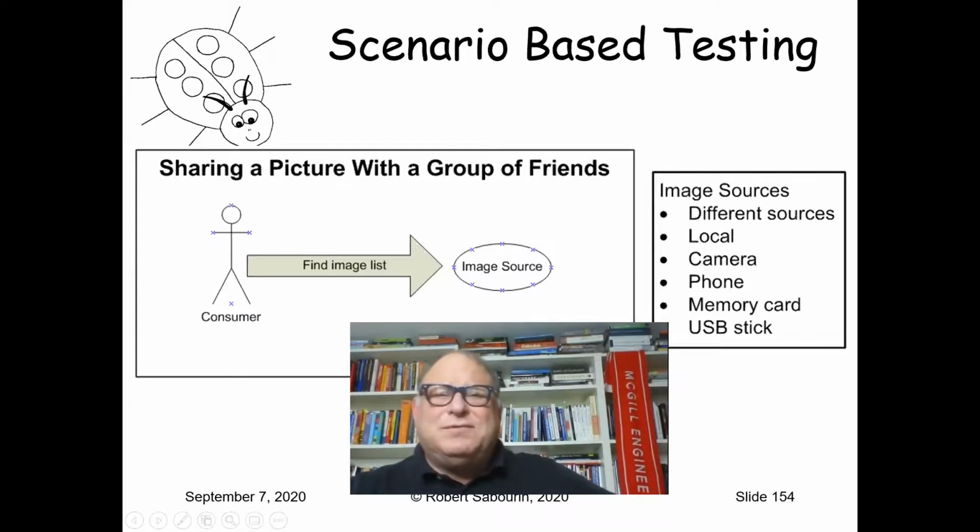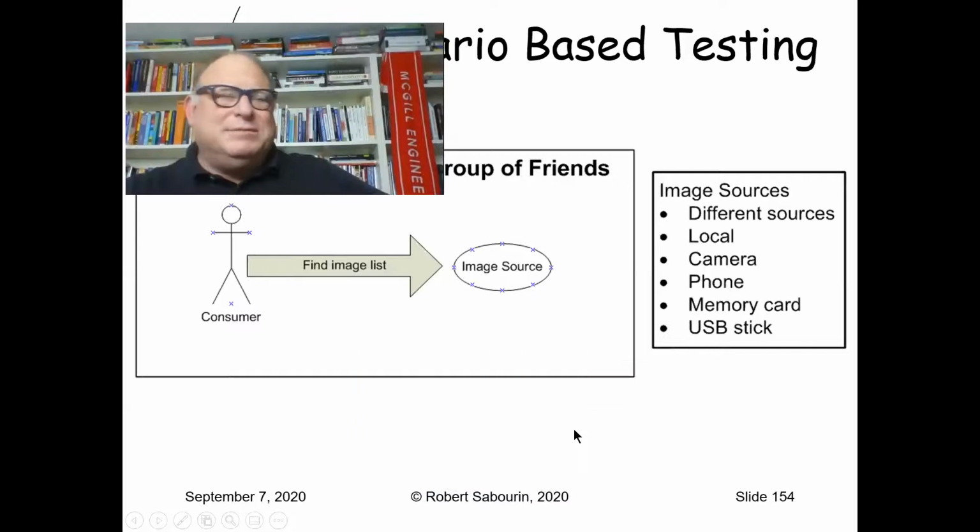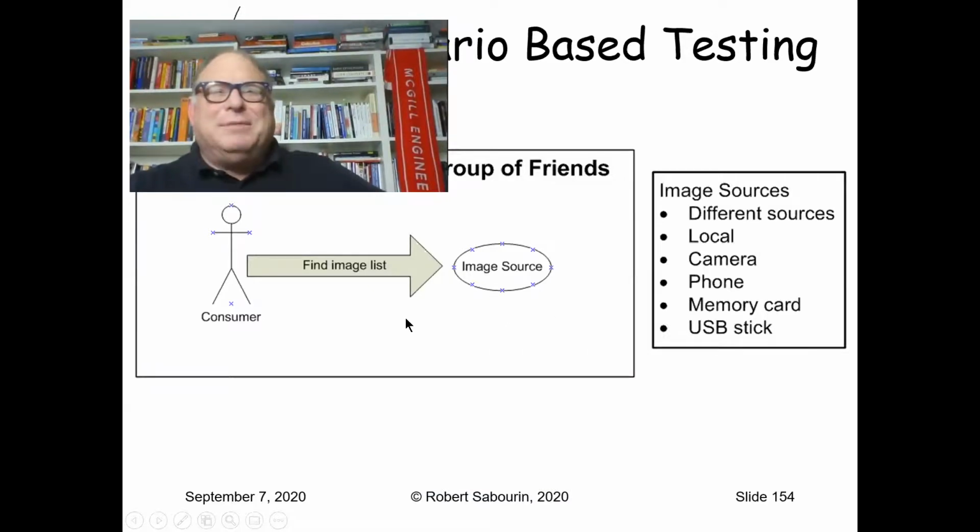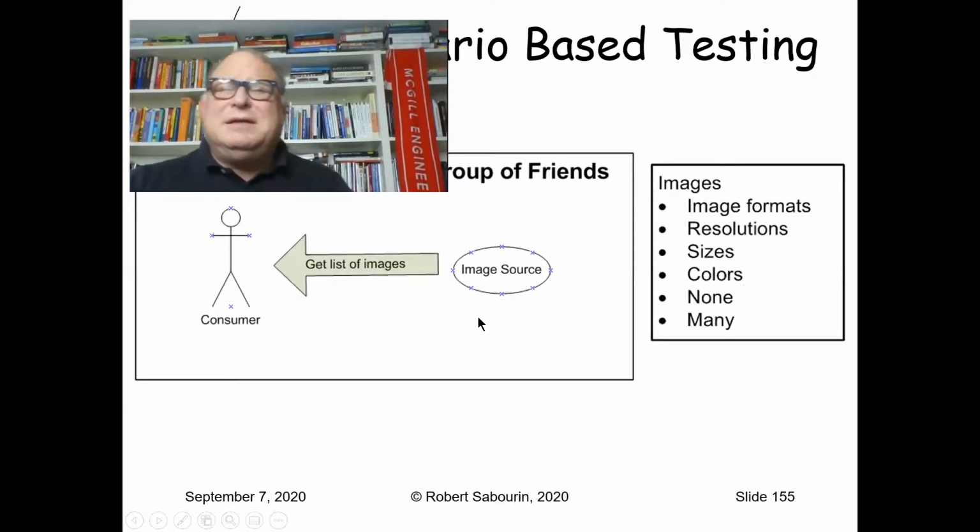The first step was to find out about images. Let's say, for example, images were in a digital camera at the time. So I want to get a list of images from different sources. The sources are a variable here, and the sources could be local files, cameras, phones, memory cards, USB sticks, all that type of stuff. Then I get that list of images, and the list has different characteristics, like different image formats. Perhaps some of them are GIF files, some JPEG files, some PNG files, in different resolutions, with different sizes, colors, and all sorts of attributes. And maybe there are no images in the source, so there might be a count of none, or a count of many. And this is what the list of images is.